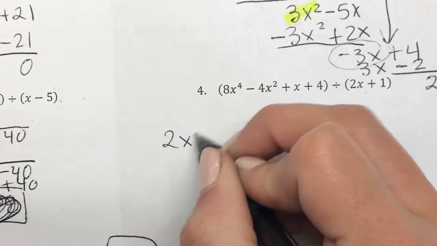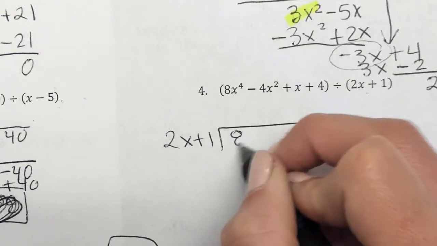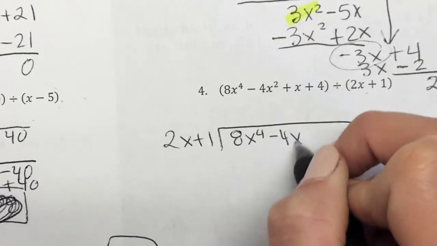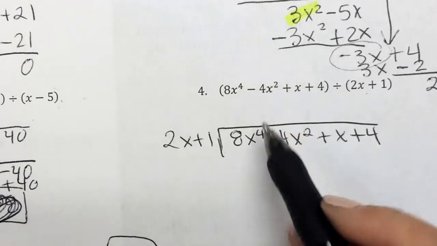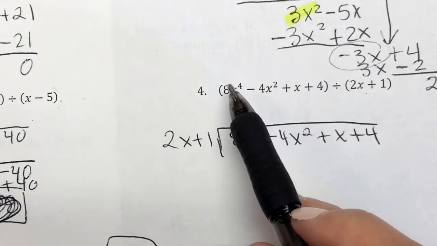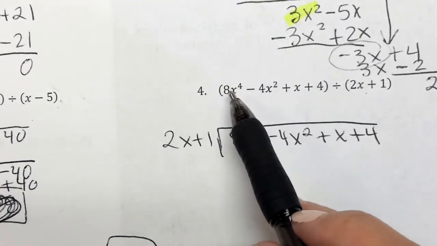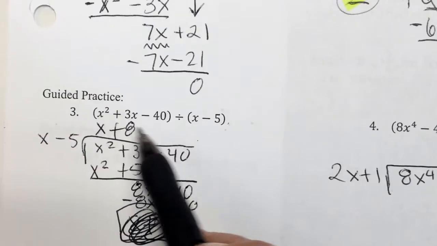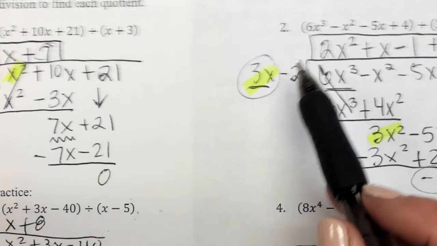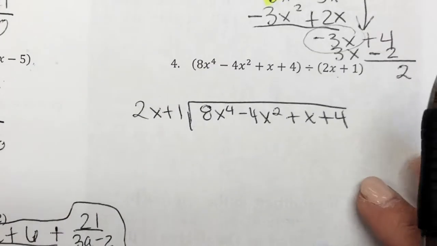You have 2x plus 1 and 8x to the 4th minus 4x squared plus x plus 4. This one's different because if you look at this one, see how it skips from 4 to 2? It doesn't have 4, 3, 2 with the exponents like these do. This one goes from 2 to 1, 3, 2, 1. So here's what you do.